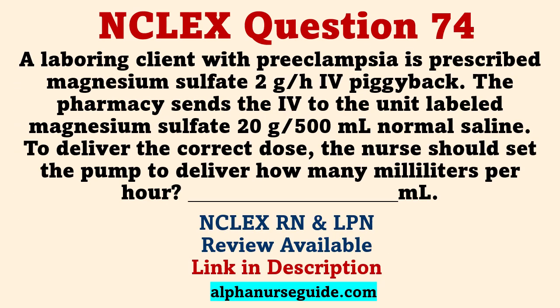A laboring client with preeclampsia is prescribed magnesium sulfate 2 grams per hour IV piggyback. The pharmacy sends the IV to the unit, labeled magnesium sulfate 20 grams per 500 milliliters normal saline. To deliver the correct dose, the nurse should set the pump to deliver how many milliliters per hour? Blank ml.